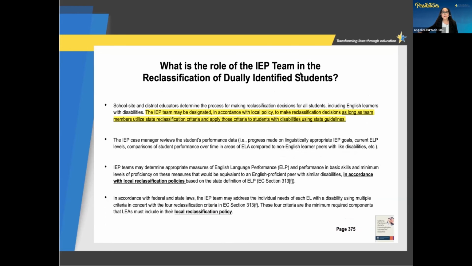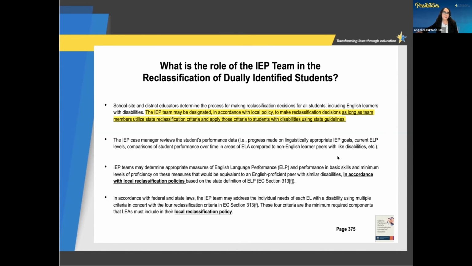And then what is the role of the IEP team in the reclassification of dually identified students? Well, the IEP, as Brian mentioned earlier, they're going to make the decision of reclassification as long as the team, again, it comes from the practitioner's guide, as long as the team members utilize the state reclassification that you just saw earlier, the 4 criteria, and apply the criteria to the students with disabilities using the state guidelines. They also recommend looking at their local reclassification guidelines.